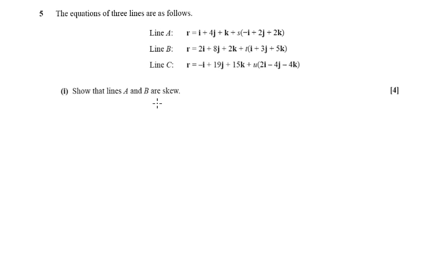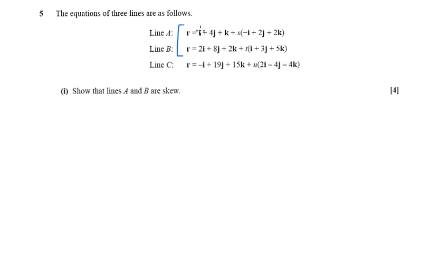The question asks us to show that the top two lines, A and B, are skew. They will be skew if, when we equate each component, the i's, the j's and the k's, there is some sort of inconsistency. So I'm going to go ahead and start equating them.